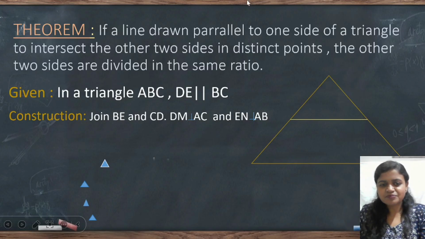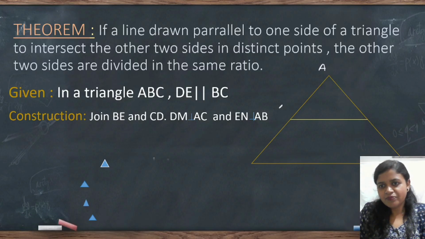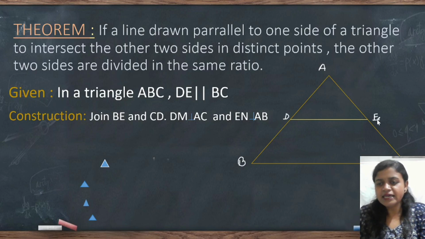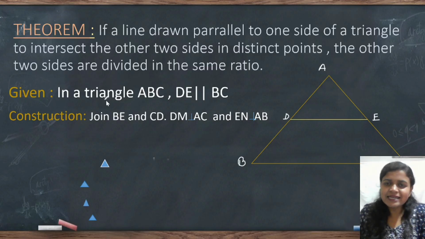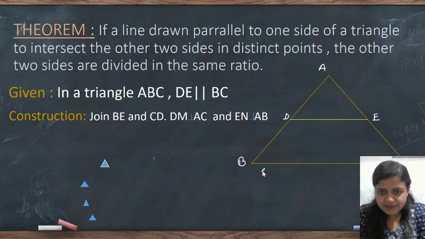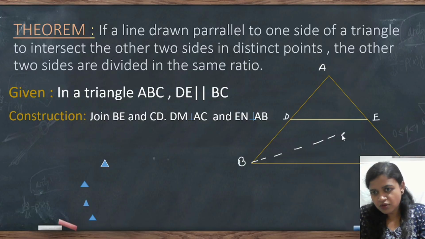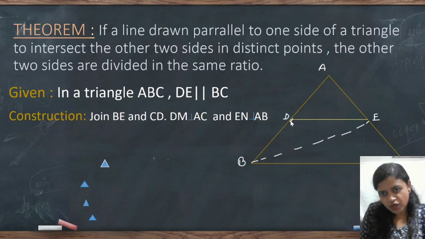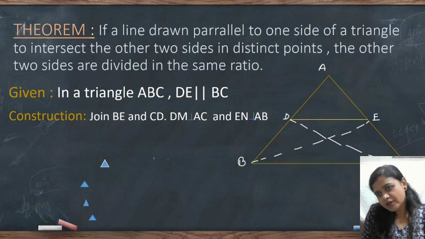So in this picture, if I mark this A, and this is B, C, and this is D, and this is E. Okay, so now it is I think clear. In triangle ABC, this line DE is parallel to the third side BC, and join BE and CD. So you have to join BE and CD. We can join it like this with a dotted line, and we also join DC, or you can say CD.